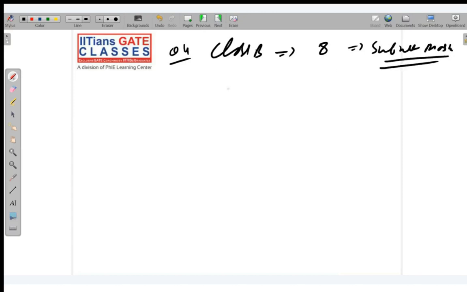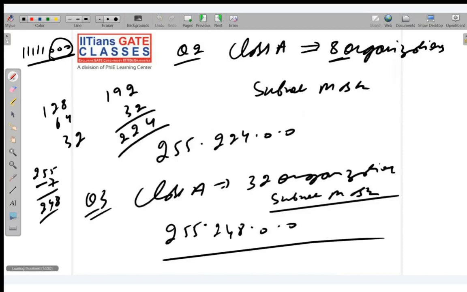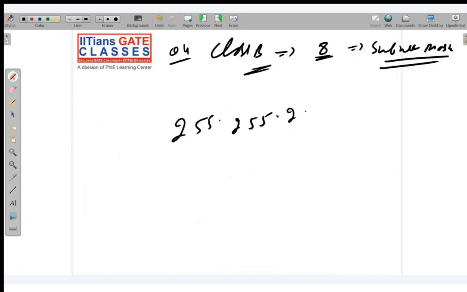Very easy. Class B, right? So you will write like this: 255.255. Now 3 bits you will borrow. So what will you get? I think we have done this already, we were getting 224. So I will simply write 224.0. That's it. Done.